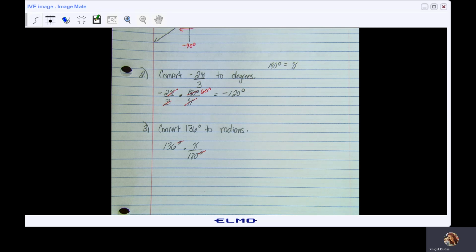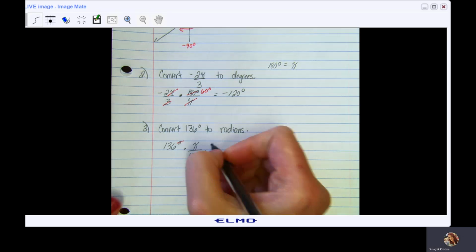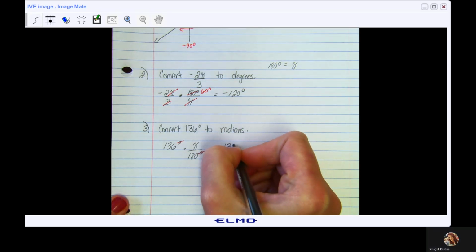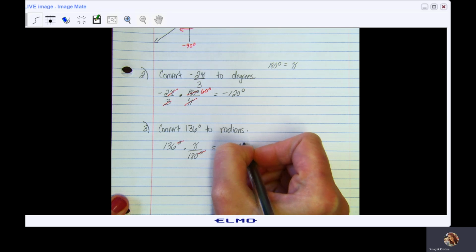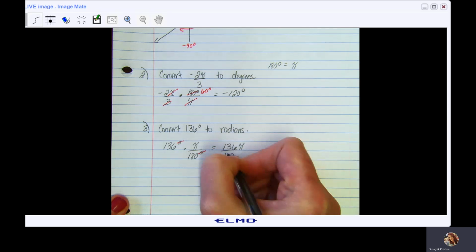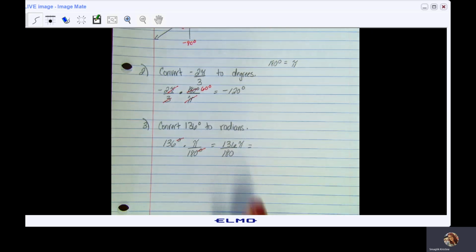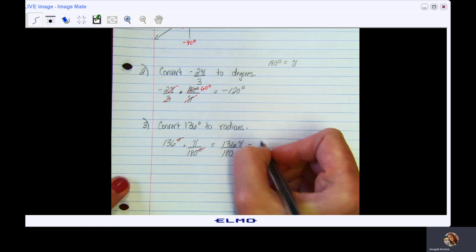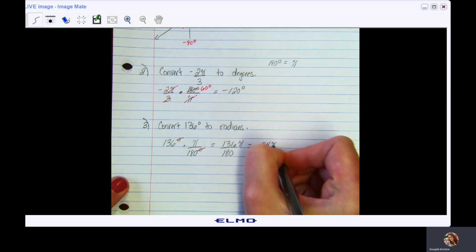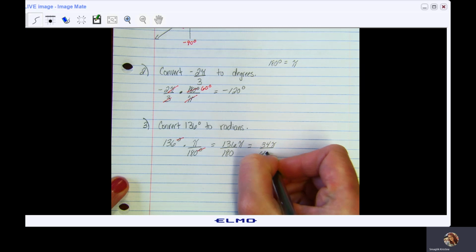If I look at this, let's just go ahead and write this out. We'll reduce 136 pi over 180. Okay, I'm going to reduce this fraction. 180 is divisible by 4. That would be 45 in the denominator. 136 divided by 4 would be 34. So I'm going to be left with 34 pi over 45.